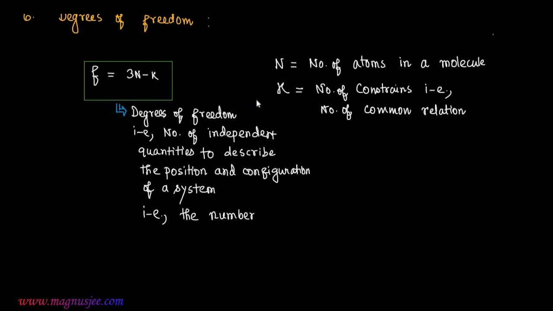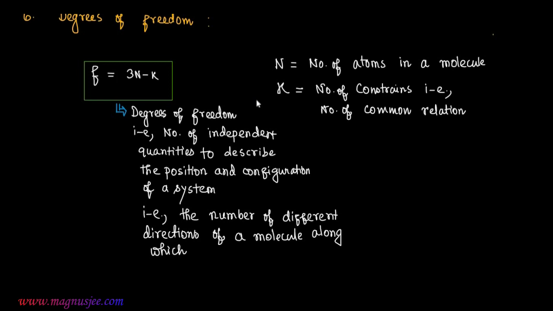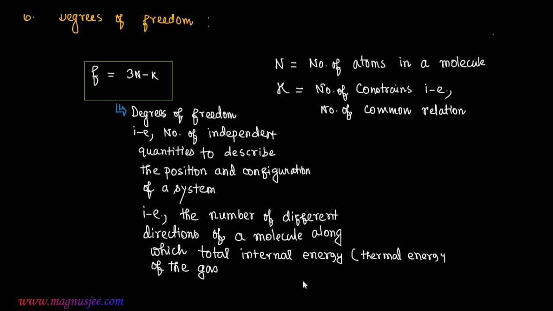That is the number of different directions along which the internal energy of the thermodynamic system will be uniformly distributed. The number of different directions of a molecule along which the total internal energy of the gas, that is the thermal energy of the gas, will be uniformly distributed.